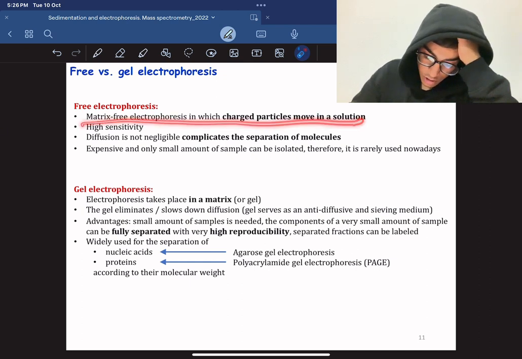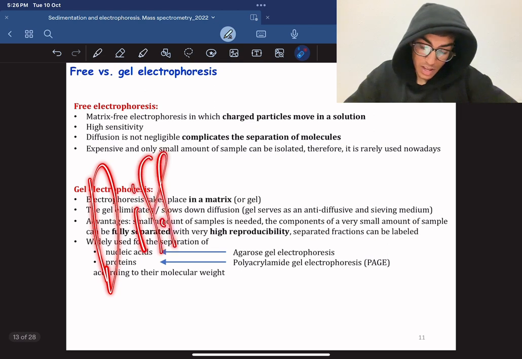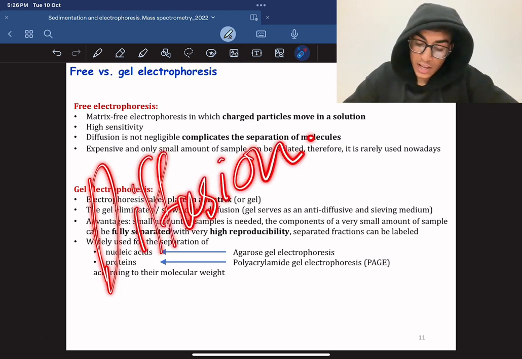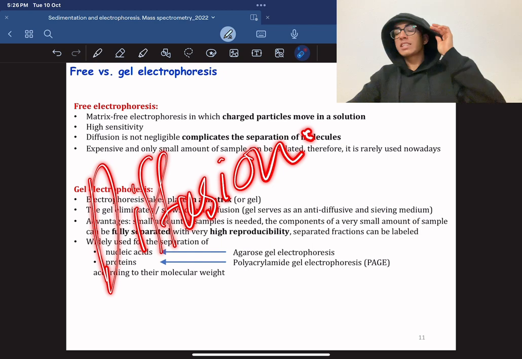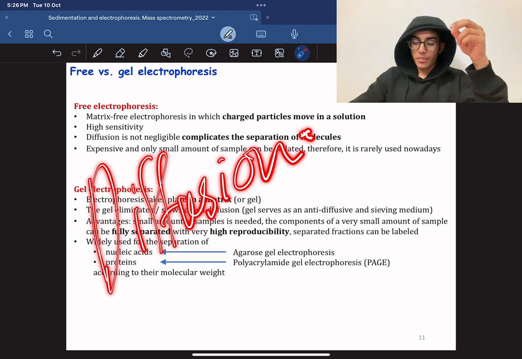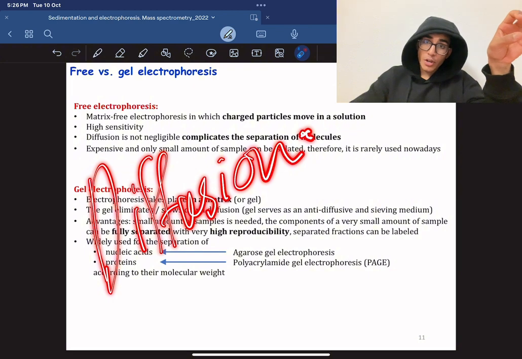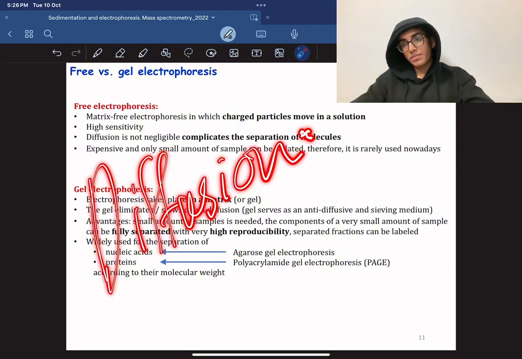So, yeah, matrix free, moves in solution. Gel electrophoresis takes place in a gel. High sensitivity, like I said. Gel eliminates, slows down diffusion. Basically, now, diffusion is a big thing. We saw diffusion in the equilibrium method also, but I want to explain it a bit more. Diffusion is the natural property of an object to move from higher concentration to areas of lower concentration.